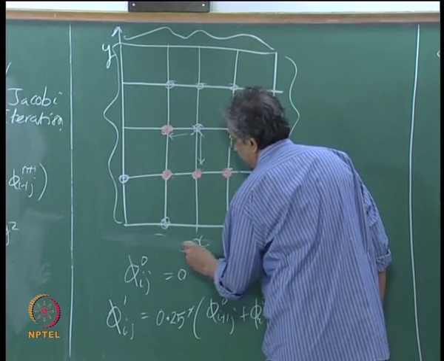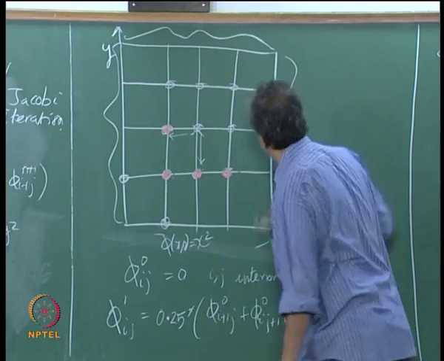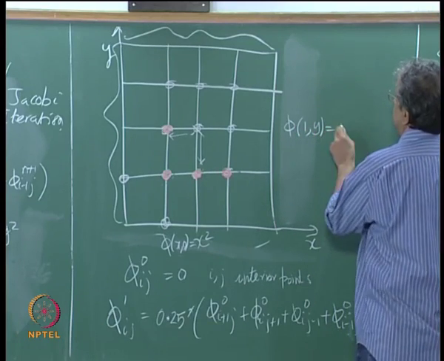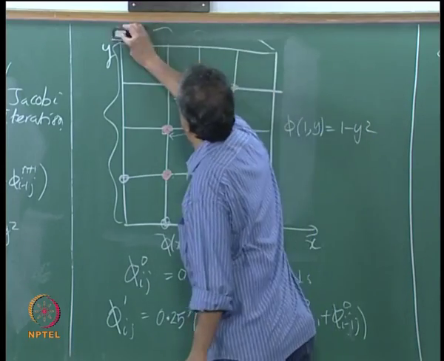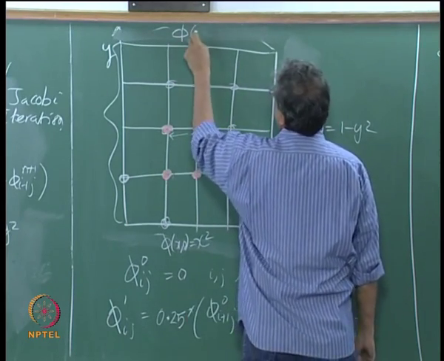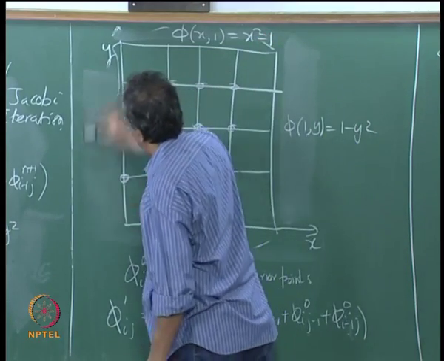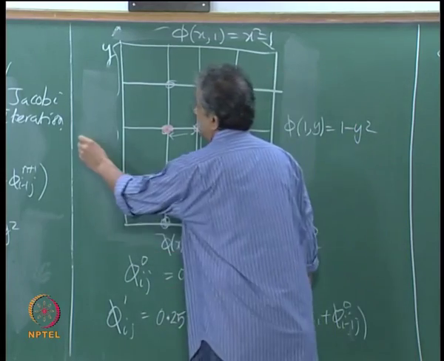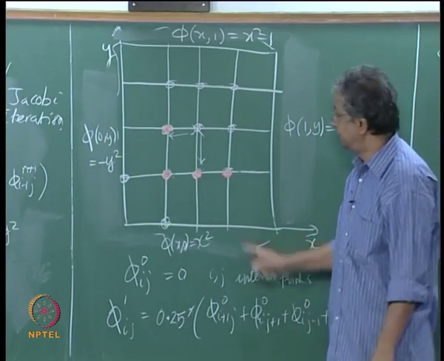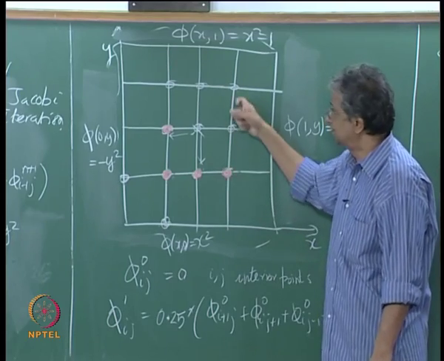So on the bottom boundary, you can set phi of x comma 0 equals x squared. On the right boundary here, you can set phi of 1 comma y as 1 minus y squared. On the top boundary, we can prescribe phi of x comma 1 as x squared minus 1. And on the left, phi of 0 comma y is minus y squared. And then you would expect that these points would be samples from x squared minus y squared. The solutions here should correspond to x squared minus y squared.